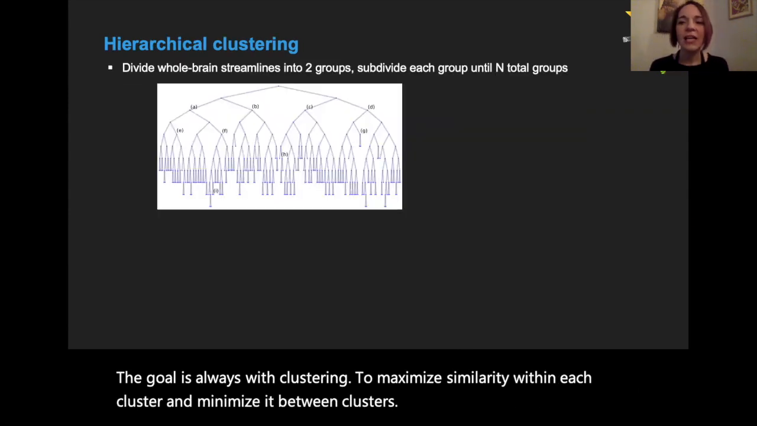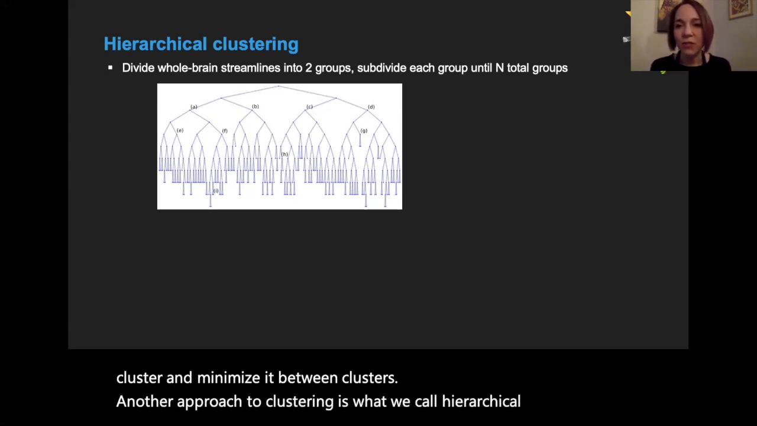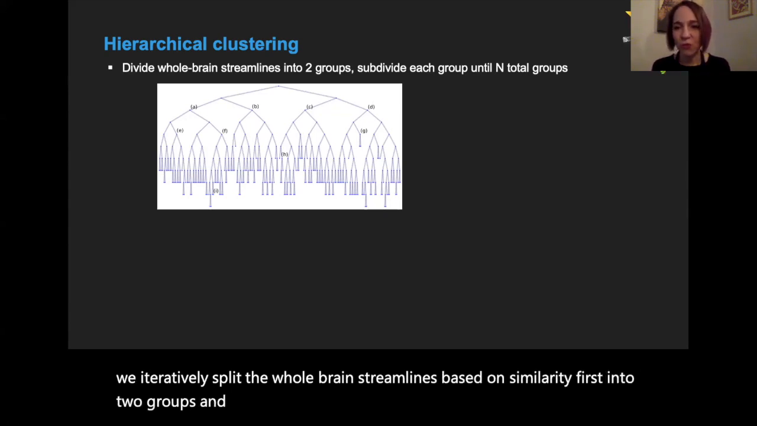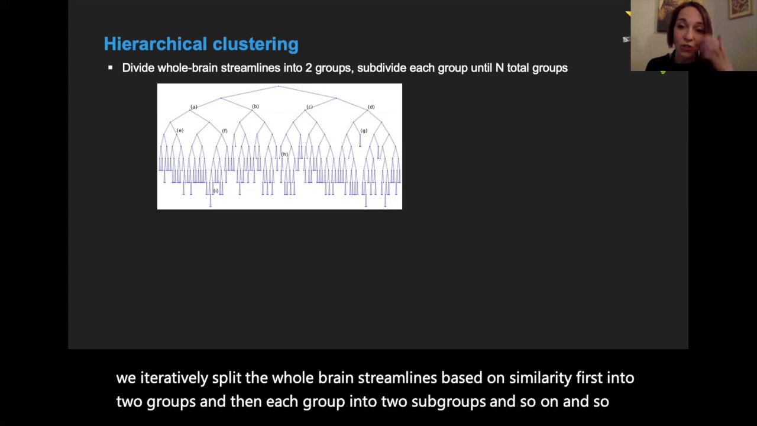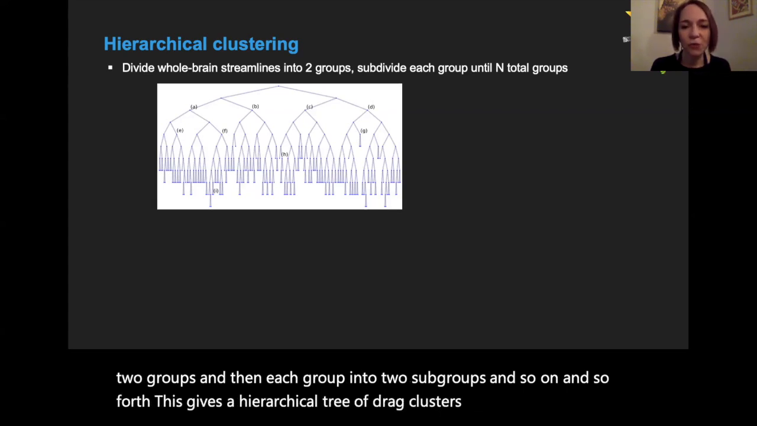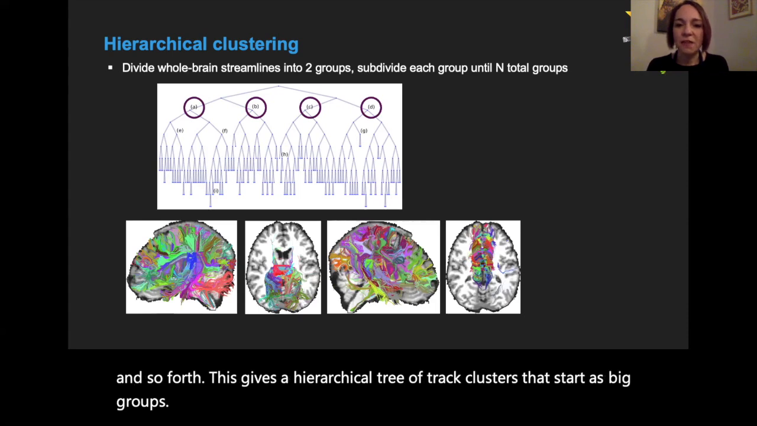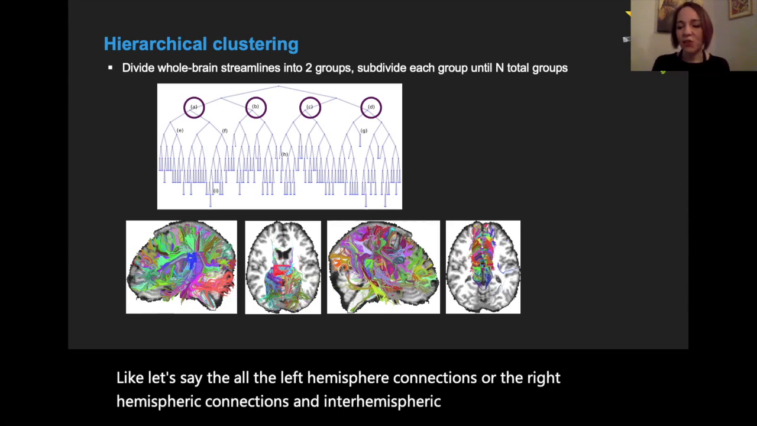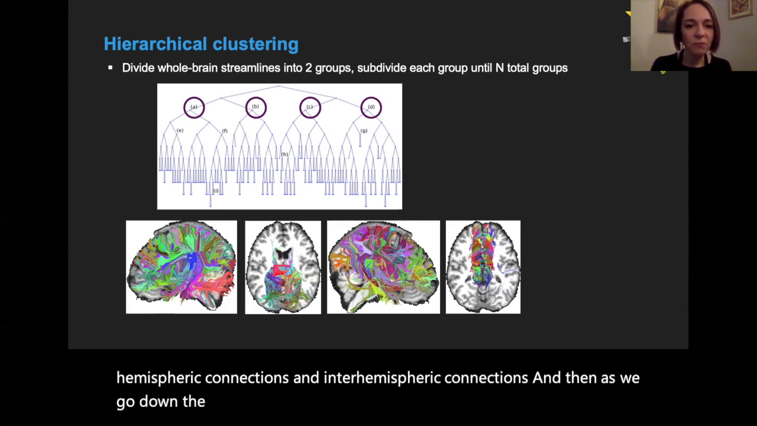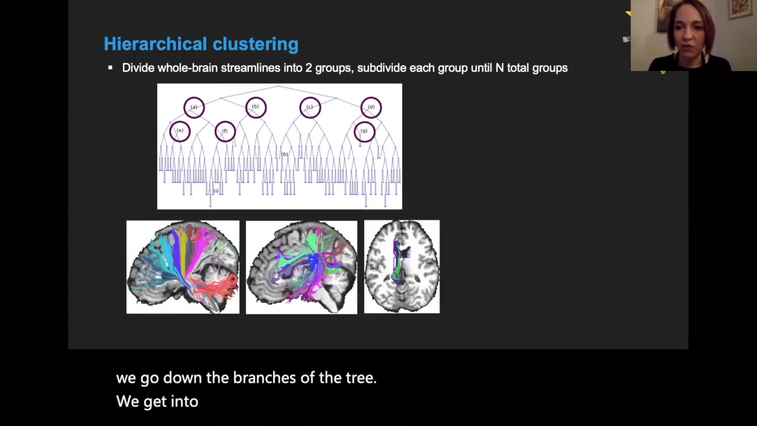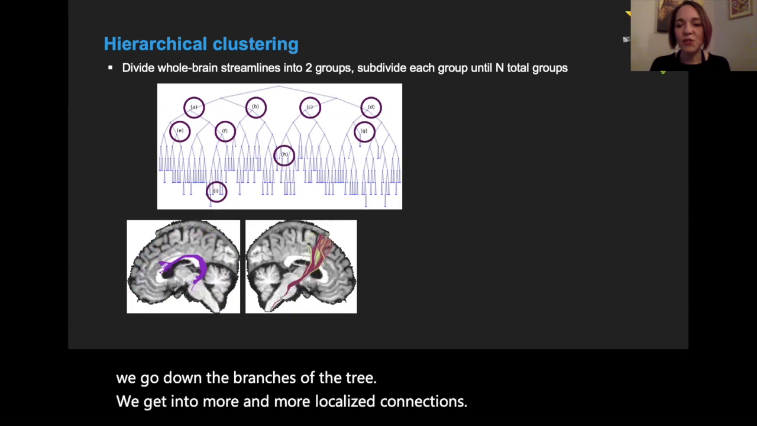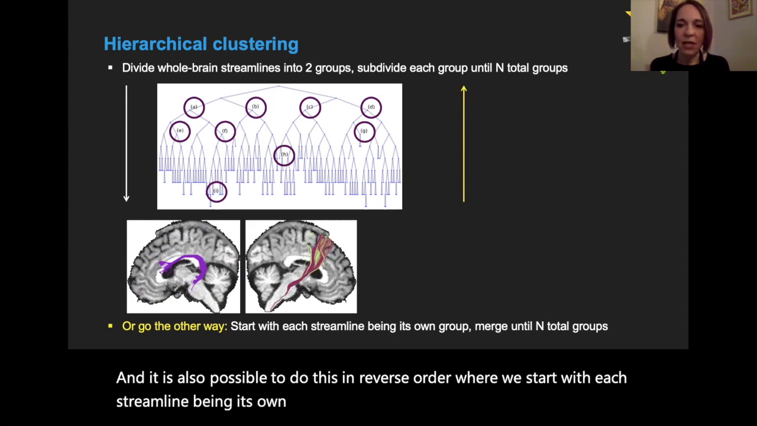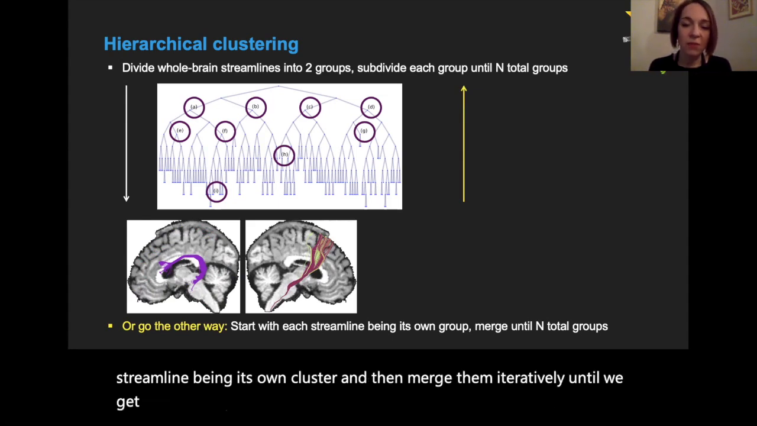Another approach to clustering is what we call hierarchical clustering, where we iteratively split the whole brain streamlines based on similarity, first into 2 groups, and then each group into 2 subgroups, and so on and so forth. This gives a hierarchical tree of track clusters that start as big groups, like, let's say, all the left hemispheric connections or the right hemispheric connections and the interhemispheric connections. And then as we go down the branches of the tree, we get into more and more localized connections. And it is also possible to do this in reverse order, where we start with each streamline being its own cluster and then merge them iteratively until we get from the leaves all the way up to the base of the tree.